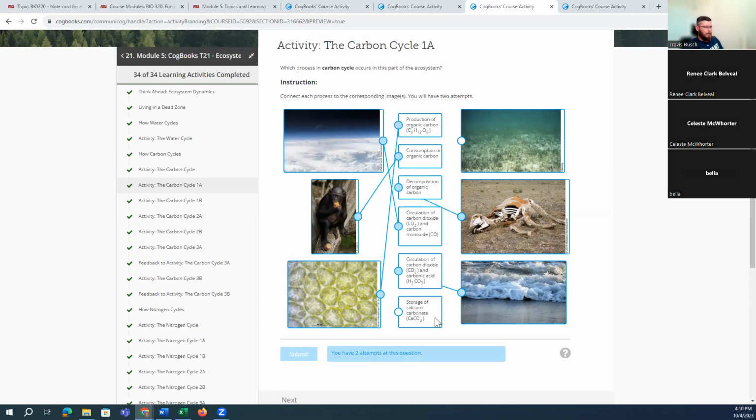And then the storage of calcium carbonate, I honestly don't have the greatest explanation for this. The way that I remember it is the bottom of the ocean is where sediment falls, and a lot of things are underneath the bottom of the ocean and are stored there. And there's a lot of calcium sediment in the ocean floor. So that's how I remember the calcium carbonate storage.